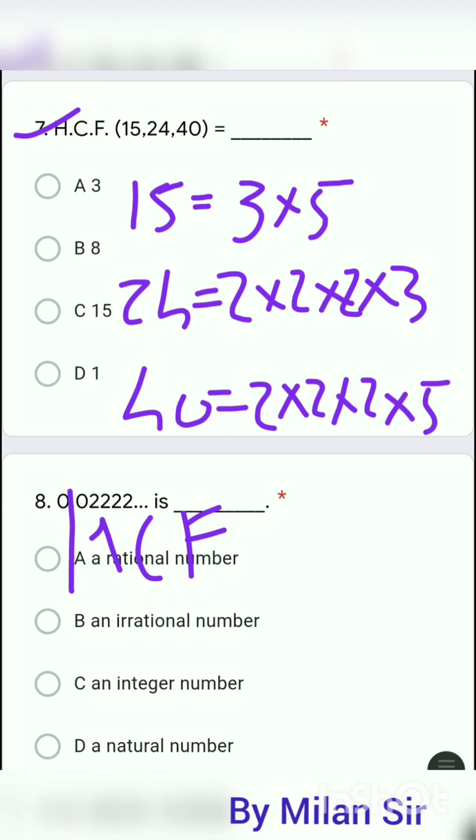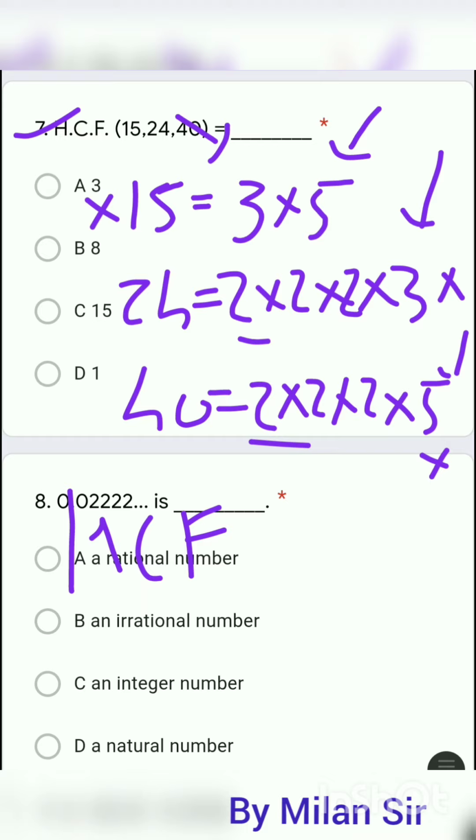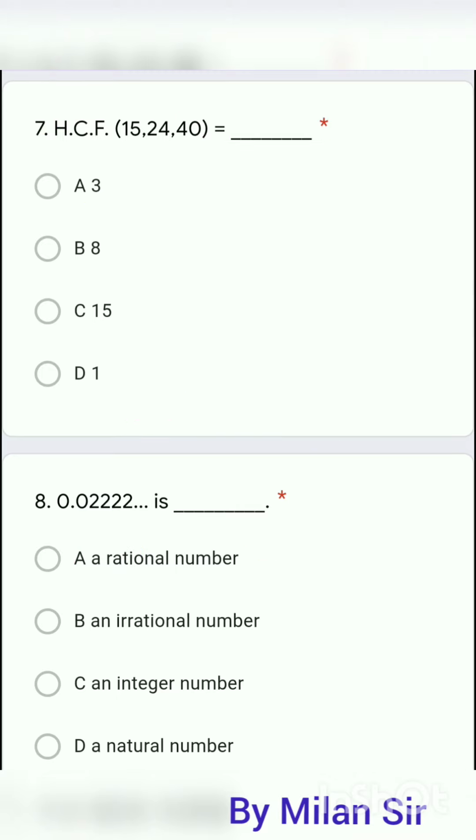So here in all these three numbers, which factors are common? Here we have 3, here we have 3, but here we do not have. Here we have 5, here we have 5, but here we do not have. Here we have 2, here we have 2, but here we do not have 2. So there is no single common factor in all these three numbers. That's why our HCF is 1. If nothing is there, our answer is 1. So here option D, 1, is the correct answer.